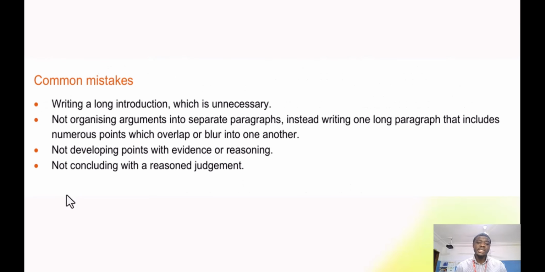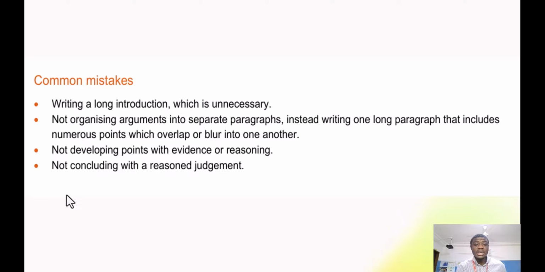Now, if you come to the common mistakes, and this is where a lot of students are victims of these mistakes. Writing a long introduction, which is unnecessary. They are telling you that it is very unnecessary, and that is very true. Introduction is not going to give you any marks. Your introduction must be brief and precise. Not organizing arguments into separate paragraphs. Instead, writing one long paragraph that includes numerous points which overlap or blur into one another. So you have to be able to structure your argument in different paragraphs. Paragraphing is very important when you are answering essay type questions in sociology. So take note of that.